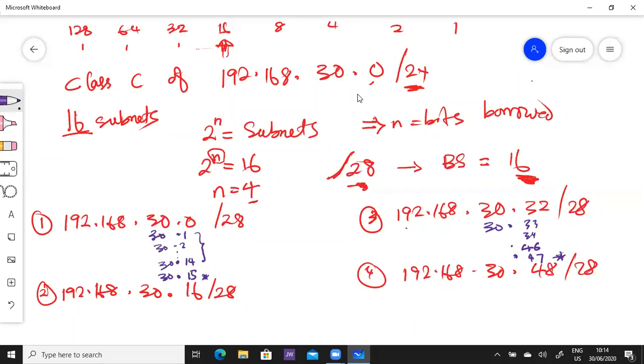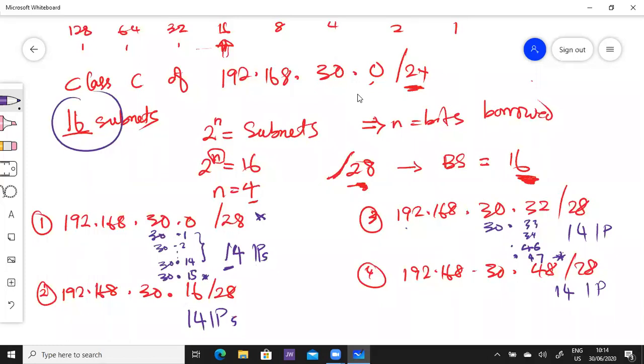Now, there's one thing you have to realize here. For each subnet, we have an equal number of IP addresses. So every subnet will give us 14 IPs. In this case, this subnet will also give us 14 IPs, and 14 IPs. So all the 16 subnets that we are looking for will give us equal length. We say equal length in the sense that all of them have an equal IP block.